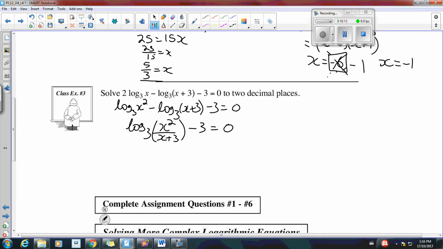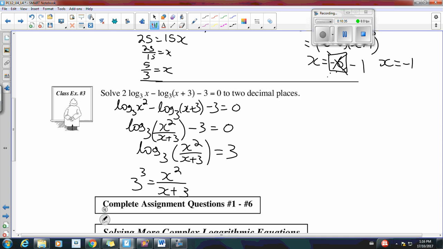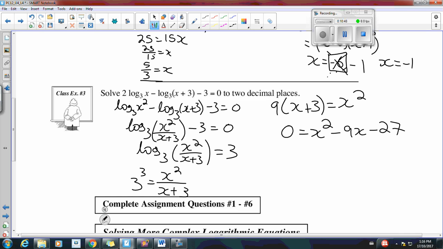Okay, now I have this. Well, now I'm going to bring that 3 to the other side. So now again, I'm getting it to a form where I can change form. So now I can say 3 cubed must be equal to x squared over x plus 3. Now to solve this, I have 9 times x plus 3 equals x squared, which gives me x squared minus 9x minus 27.